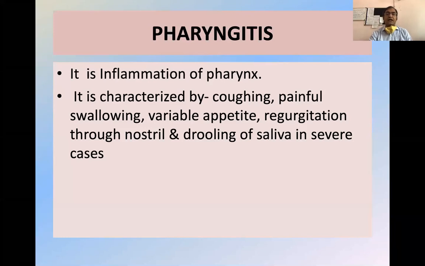So starting at the very first chapter of this digestive system, as we have already talked about the mouth cavity, in which there will be so many inflammatory lesions. That is the part of stomatitis. It is almost like the inflammation of any part of the oral cavity.